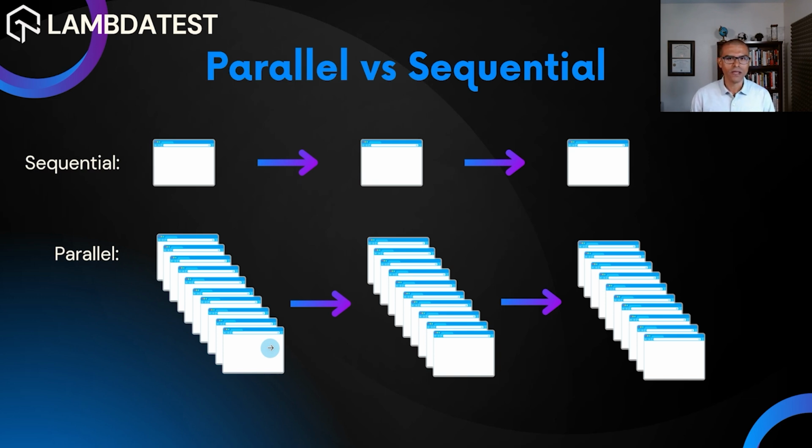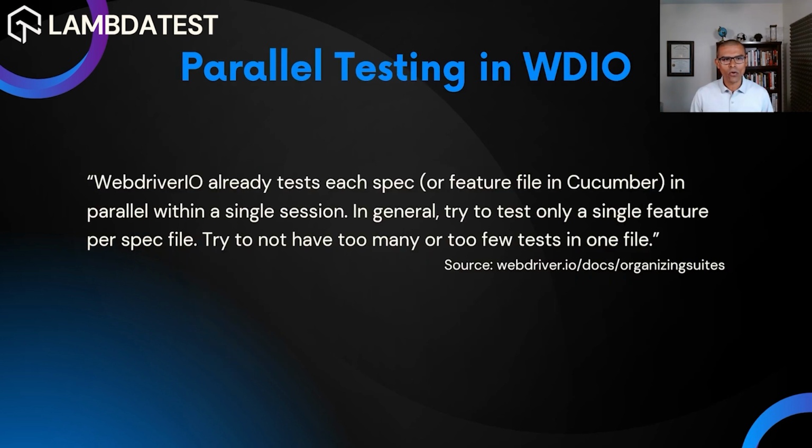Like I said before, you can have any number of tests depending on the resources that you have available. Now, let's see what the WebdriverIO documentation has to say about running tests in parallel. It says that WebdriverIO already tests each spec file or feature file in parallel within a single session. And what this means is that by default, all of your spec files run in parallel in WebdriverIO. So if you have multiple spec files, those spec files will run in parallel. It also says here that in general, you should try to test only a single feature per spec file. Try not to have too many or too few tests in one file.